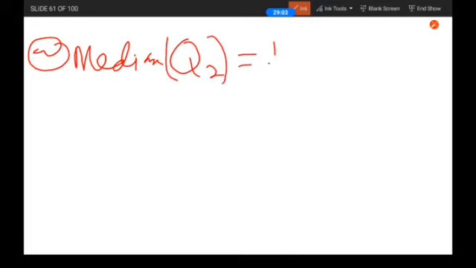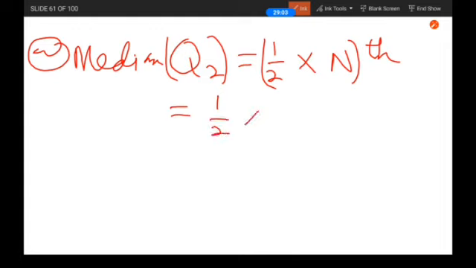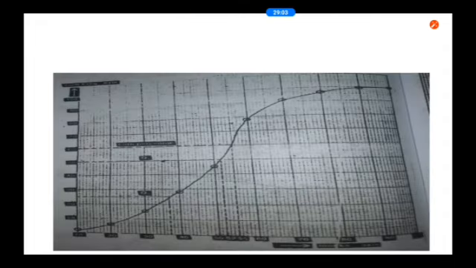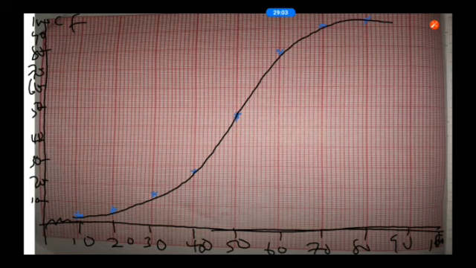And Q2 means half times the total frequency. That is the position for that. And that becomes half times the total frequency, which is 100. If you do that very well, that gives us the 50th position. So you go and trace 50.